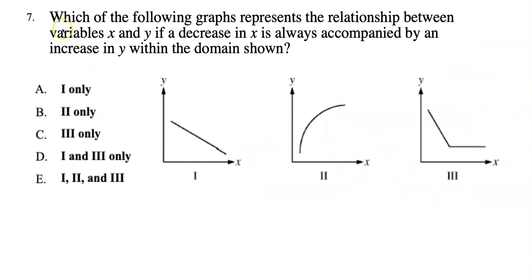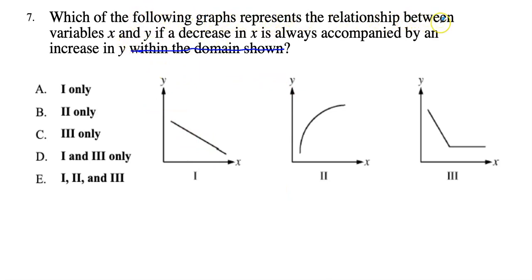Question 7. Which of the following graphs represents the relationship between variables x and y if a decrease in x is always accompanied by an increase in y within the given domain? I'm going to cross this part out here, within the given domain. That's just your possible input values. You don't really need it for this problem. The big piece is right here.